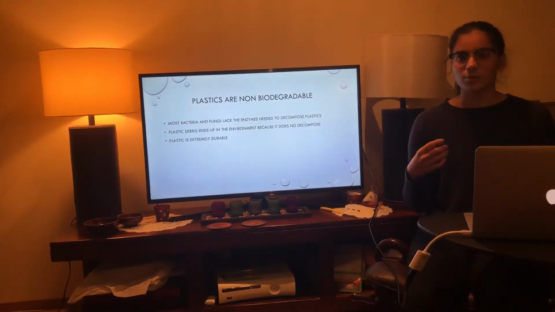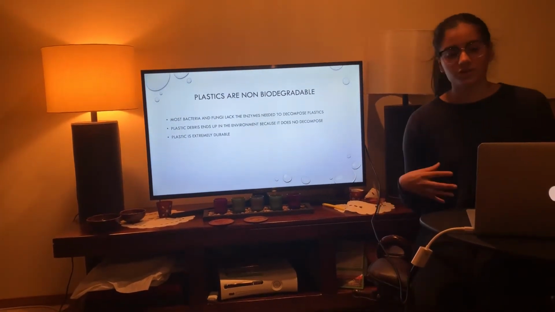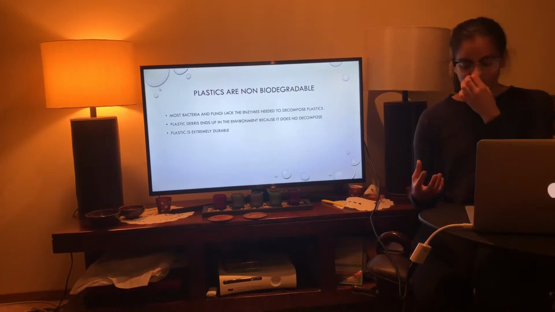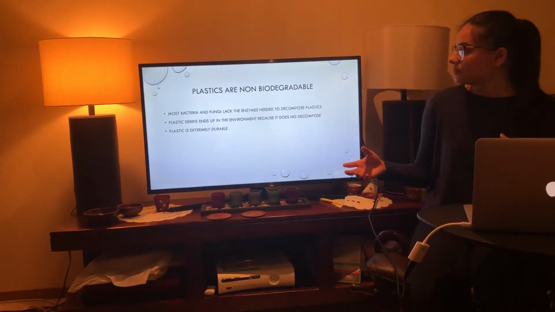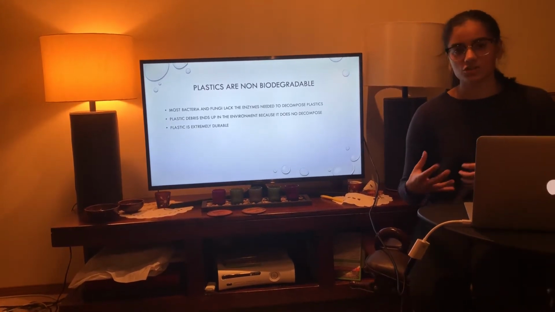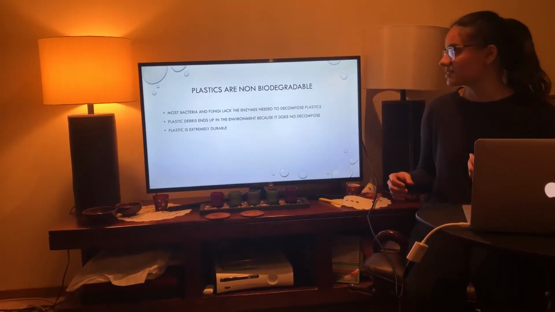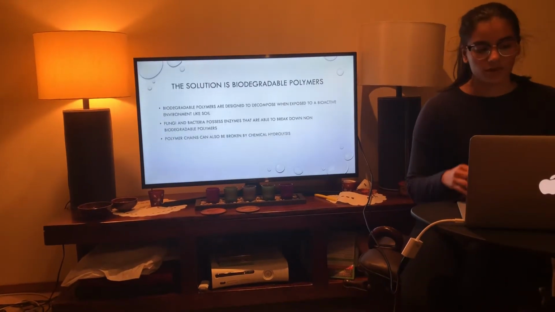They can only break down into smaller pieces, which disperse throughout the environment because fungi and bacteria don't have the enzymes to break them down. So they're very durable. And this is actually very ironic, because the fact that plastics are durable is a property that makes them so enticing to industries, yet it's the property of plastics that makes them non-biodegradable and makes them stay in the environment for very long.